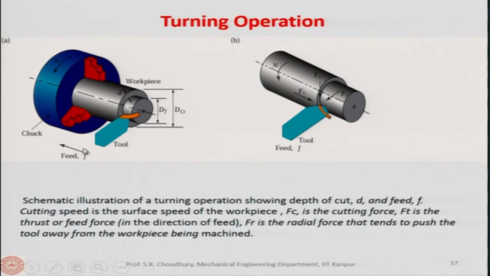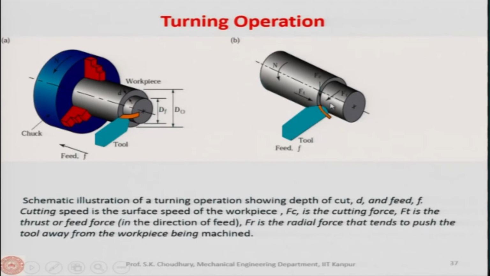This is the feed direction, this is the tool, this is how the chip is being formed, and the chip is flowing on the rake face of the tool. This is the 3-jaw chuck. Here the rotation is given to the workpiece. Okay. So, the forces which act on the tool during the cutting process are shown here.